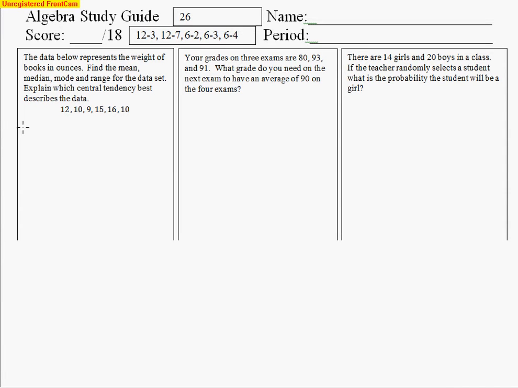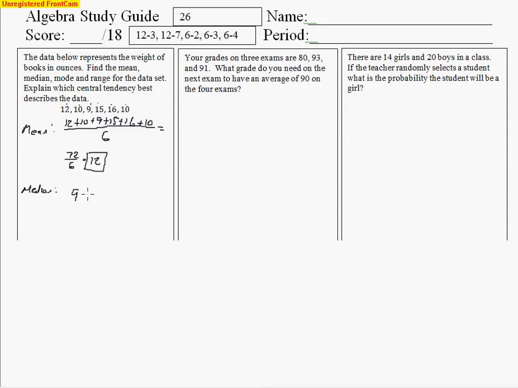So I'll start with finding the mean. For the mean of the data set, I just take the numbers 12, 10, 9, 15, 16, and 10 again, and I add them together, and I divide by how many numbers there are. So there's 1, 2, 3, 4, 5, 6 numbers, and when I sum those values, I end up getting 72. Dividing by 6 gives me 12. So 12 is the mean.